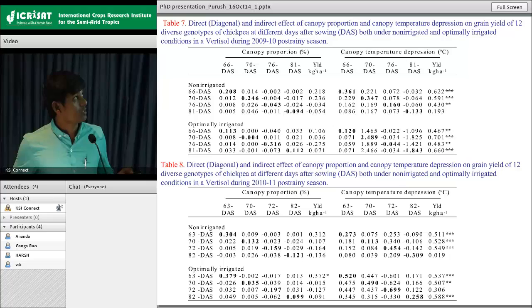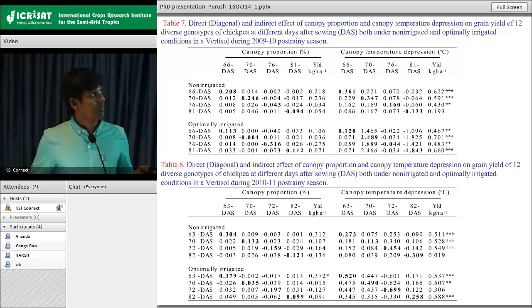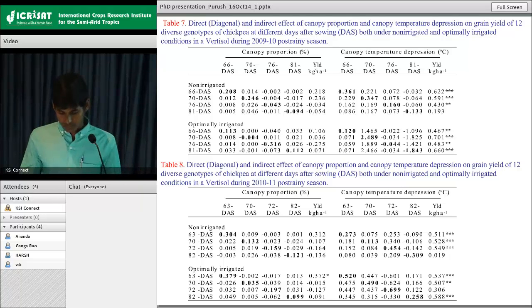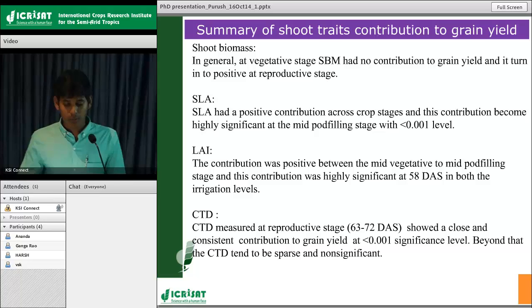At this stage, at 66 days after sowing, the direct effect was 361, and at 70 it was 347, and these values are getting decreased with the crop age in both the non-irrigated condition as well as the irrigated condition. The summary of shoot traits.